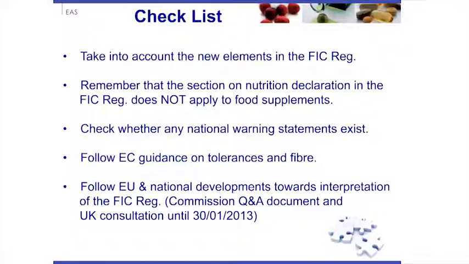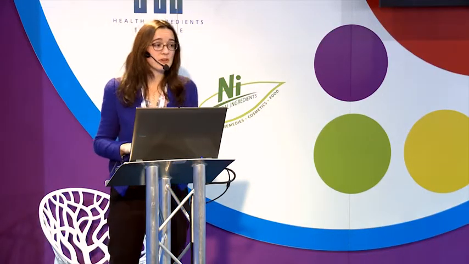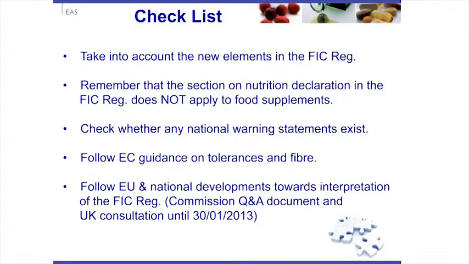Check whether the country where you're launching your product has any national warning statements. For instance, on certain botanicals, or we see in the UK on vitamin D, they have specific warning statements that you must put on your label. Last, follow all the guidance documents on tolerances and fiber. You may know that the Commission will adopt very soon a guidance document on tolerances and fiber. So follow all the developments on that.